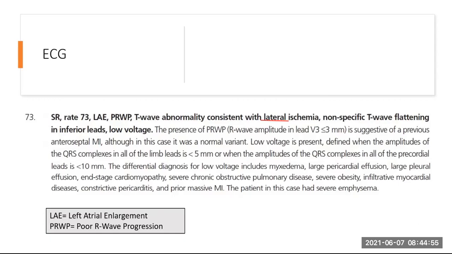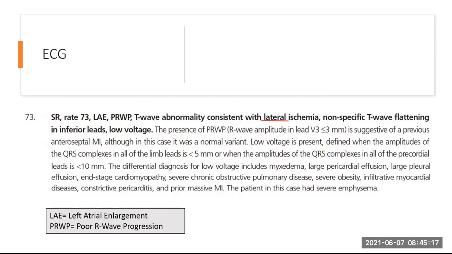Okay, so let's have a look at this. What does poor R wave progression mean? It's R wave amplitude in lead V3 of less than 3 millimeters, all right? It's suggestive of a previous anteroseptal MI, although in this case, it was a normal variant. So it doesn't really tell you much either, agreed? It can be normal, but it can be abnormal. That's the thing that you need to look at.